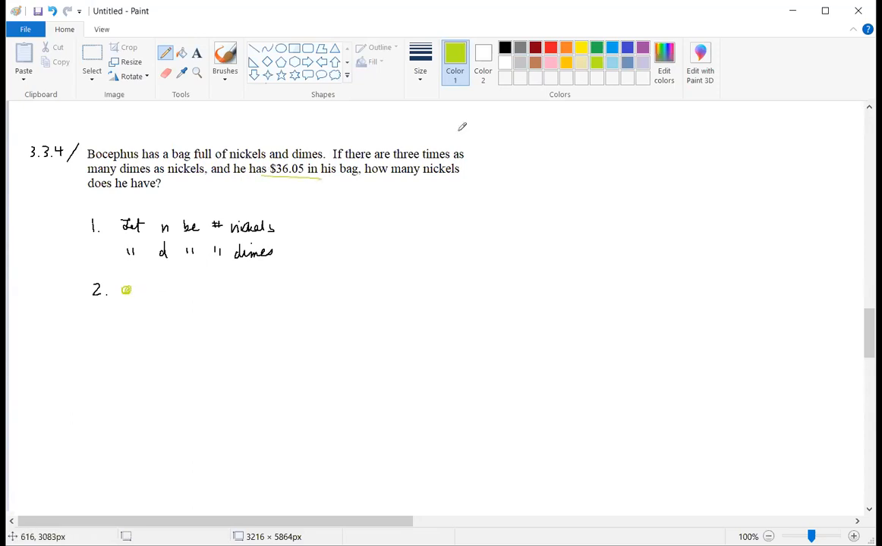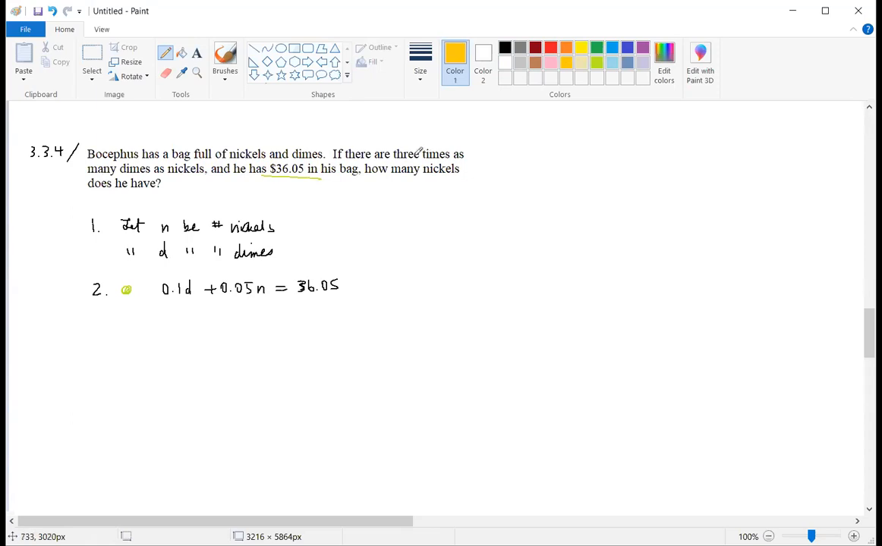So this one is easy to do. It's just like the one I did to you. So each dime is 0.1, how much it is worth. Each nickel is 5 cents. So that's 36.05. Again, you can see this is in dollars, so I write them in dollars.